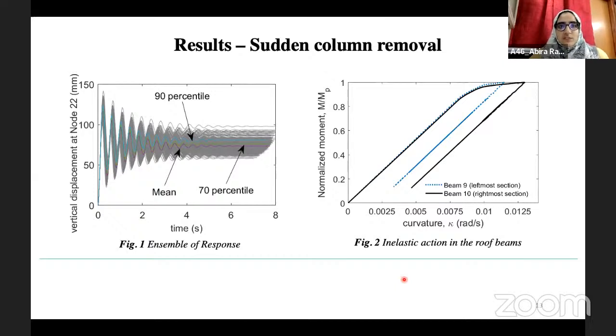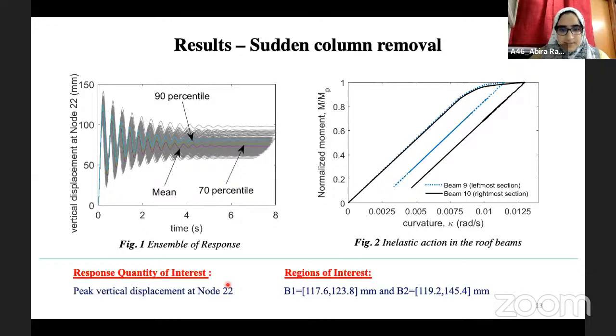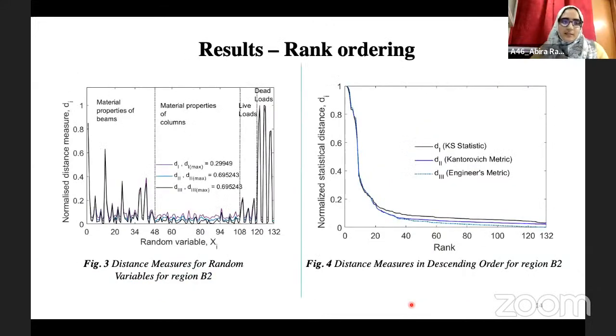So these are the results of the sudden column removal. Figure 1 represents the ensemble of response, and figure 2 shows the inelastic action that occurs during the oscillations following sudden column removal. Based on this ensemble of response, 2 behavioral sets have been considered. First, the response quantity of interest is taken as the peak vertical displacement after the column is removed, and 2 behavioral sets B1 and B2 are taken for sensitivity analysis. These are the results of the factor mapping, and the results have been plotted in figure 3 and figure 4.